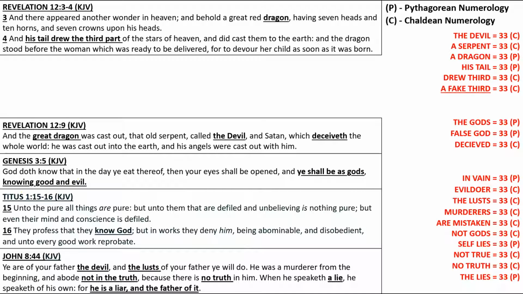On top of this, both a light and dark connotation would have been attributed to the 33 of numerology by the Masons from reading into Revelation chapter 12 verses 3 to 4. And there appeared another wonder in heaven, and behold, a great red dragon, having 7 heads and 10 horns, and 7 crowns upon his heads. And his tail drew the 3rd part of the stars of heaven, and did cast them to the earth. And the dragon stood before the woman, which is ready to be delivered, for to devour her child as soon as it was born. The devil, a serpent, a dragon, his tail, drew 3rd.